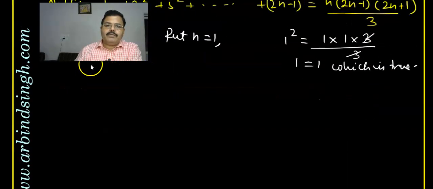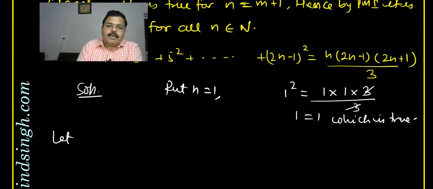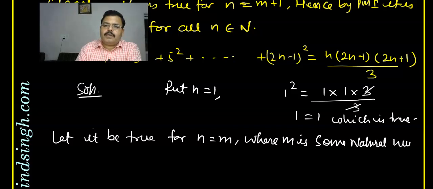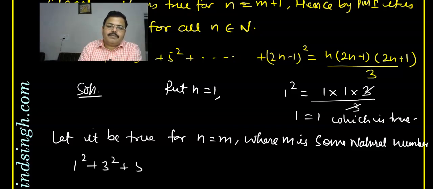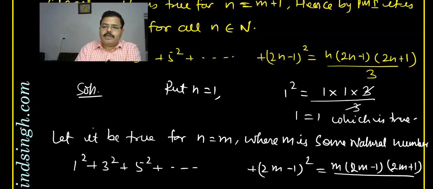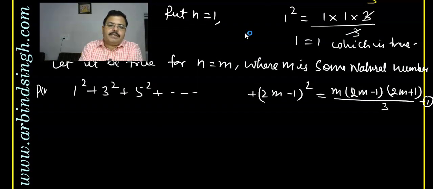Similarly, let it be true for n is equal to m, where m is some natural number. Right. So what will happen? 1 square plus 3 square plus 5 square up to 2m minus 1 whole square is equal to m into 2m minus 1, 2m plus 1 whole divided by 3, and this is said to be equation 1. This is equivalent to PM, isn't it? PM.